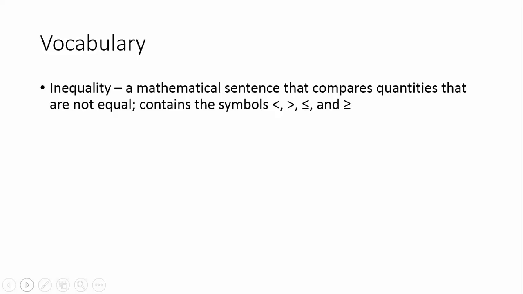And an inequality contains the symbols less than, greater than, less than or equal to, and greater than or equal to. And please make sure when you see those symbols, you know which one's which. When it points to the left, it's less than. And by pointing, I mean this kind of looks like an arrow. So if that helps you, left is less than. And when it points to the right, it's greater than.